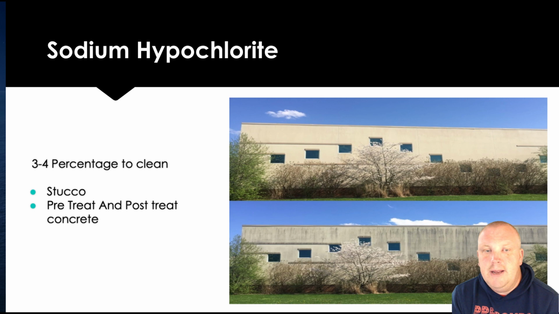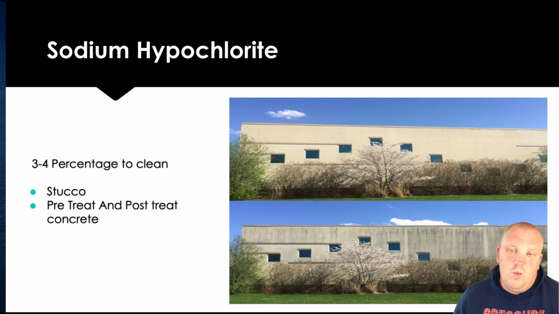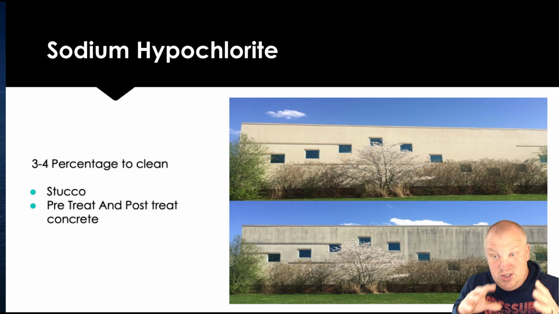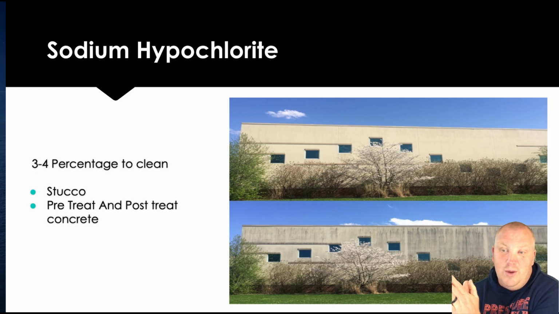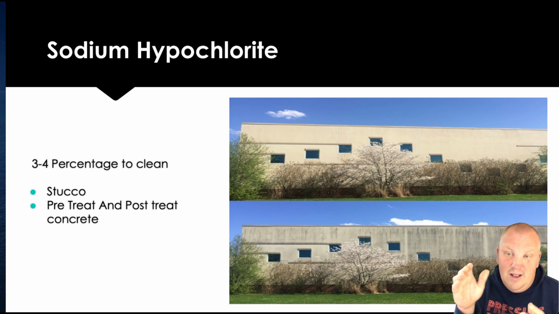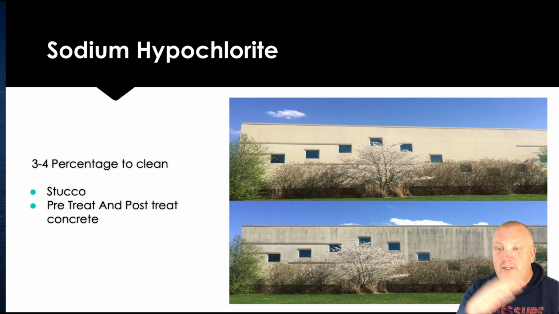Stucco, and we can pre-treat and post-treat concrete. We need to be at about 3 to 4% to clean it. This building here was anywhere from about 3% to 6%. The reason it was such a varied range is because this building was about an hour and a half away from our shop where we actually had bleach. So we started with straight, and we used 25 gallons, filled it back up with water, used another 25 gallons, filled it back up with water, used another 25 gallons. And so we got it down to about 3%. And at 3%, it was taking a little bit longer and was a little bit harder to clean.